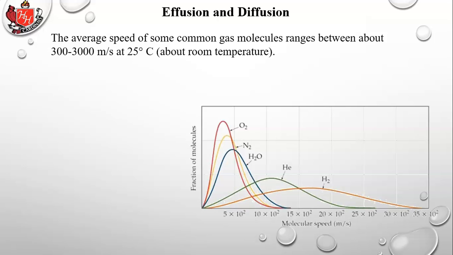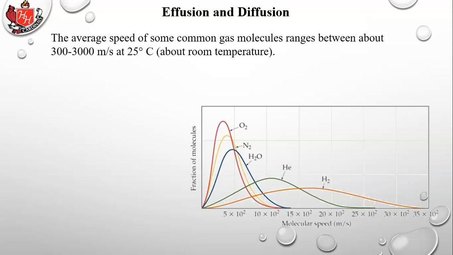Okay, average speed of some common gas molecules ranges between about 300 and 3,000 meters per second at 25 degrees centigrade, which is room temperature. So what that is, it's showing a graph. Remember we said not all gas particles of a particular type of gas are going to be moving at exactly the same speed. Some are a little bit slower, some are a little bit faster. So what each of these lines is showing for particular gas particles is how fast they're going on average. It's giving you a range.